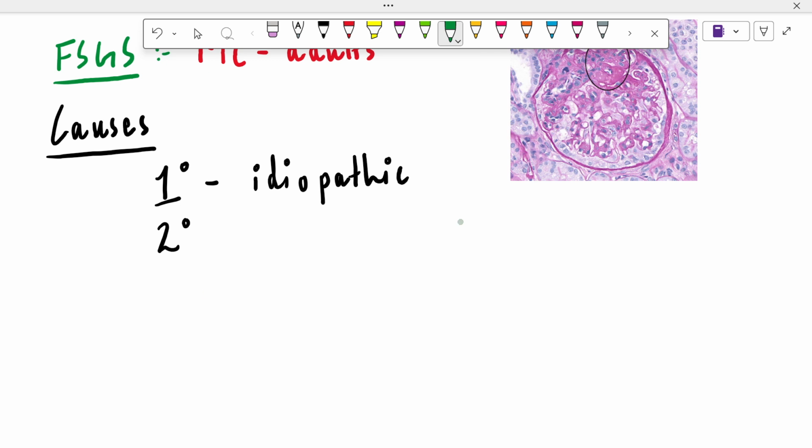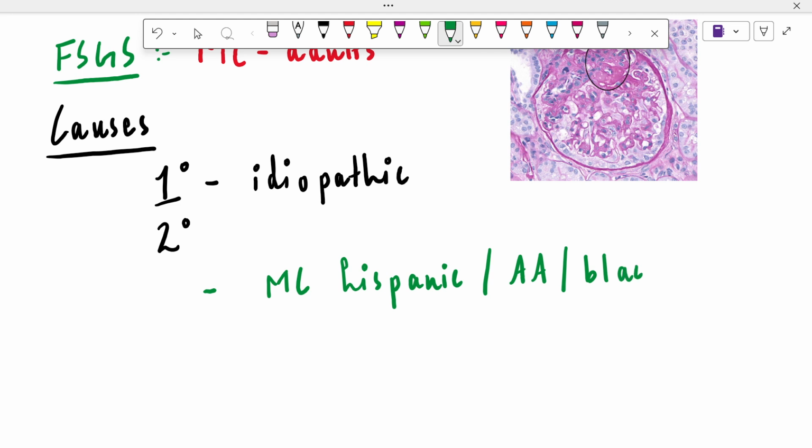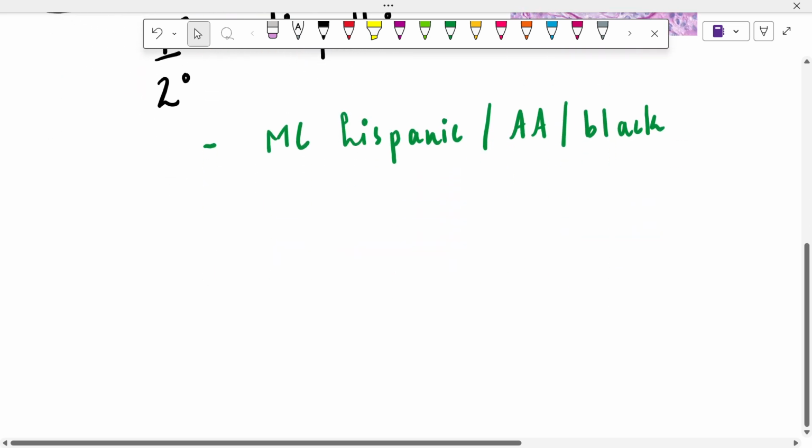So first of all, let's talk about it. In the secondary cause of FSGS, first of all, it is more common in Hispanics. Hispanics are the people who speak Spanish, right? Hispanics, African Americans and Black people are very susceptible to the development of FSGS, and also obese patients.